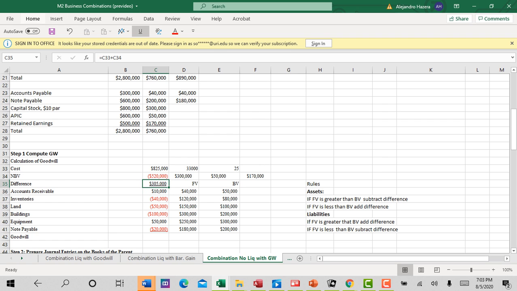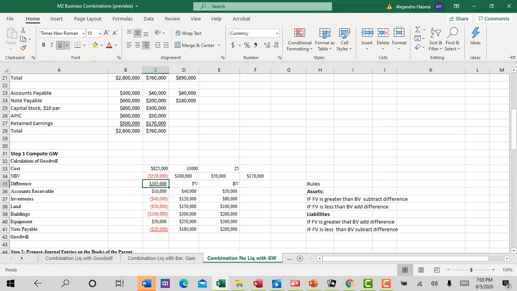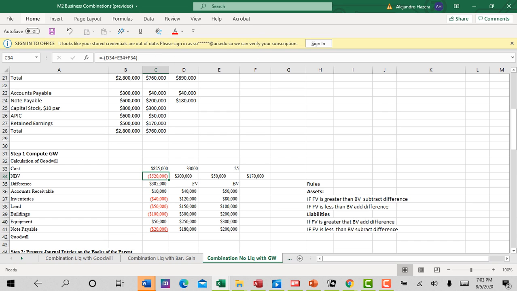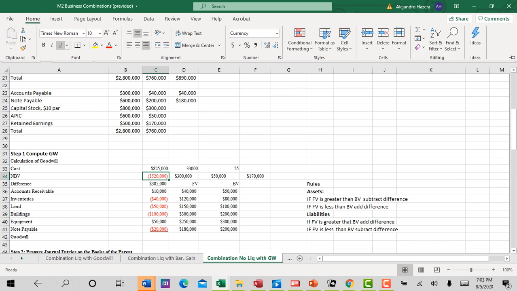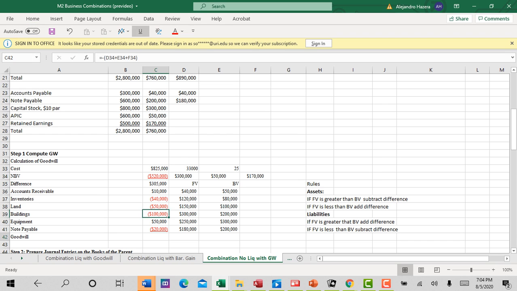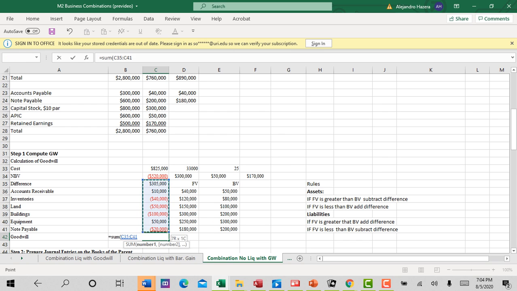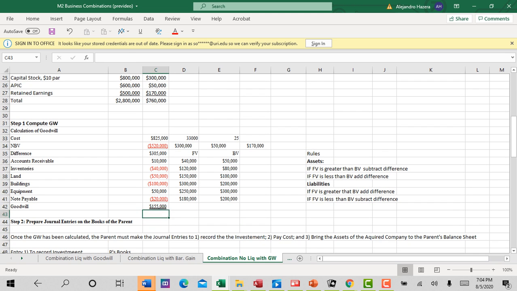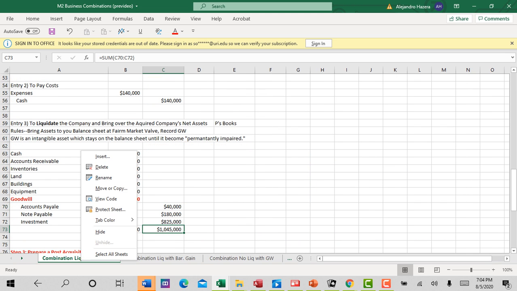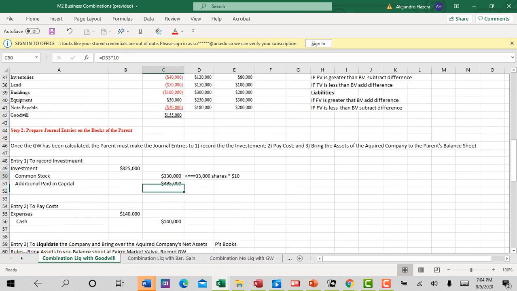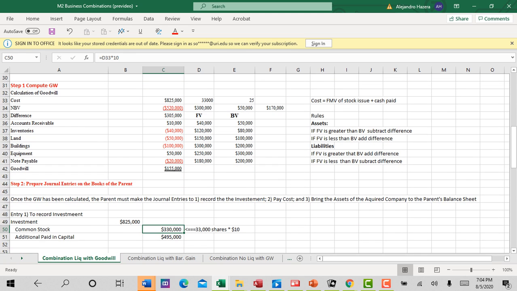And this 305 should not be underlined. Underlined should be right there. Anyway, if I did this right, our goodwill should be exactly the same as before, 155. So we got $155,000 of goodwill, and I can take the liberty to do a few things inefficiently because you've already seen this. That's the same goodwill that we had before.